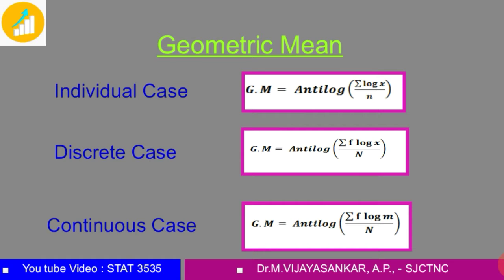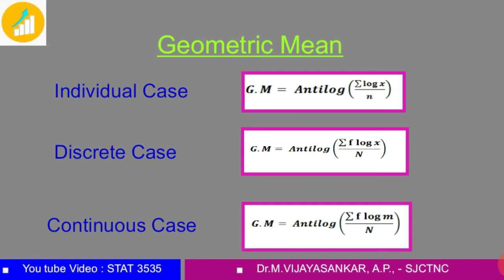This is the formula for individual case, discrete case, and continuous case geometric mean. Our individual case formula is geometric mean equal to antilog of summation log x divided by small n. Our discrete case formula is geometric mean equal to antilog of summation f into log x divided by capital N. The continuous case formula is geometric mean equal to antilog of summation f into log m divided by capital N.